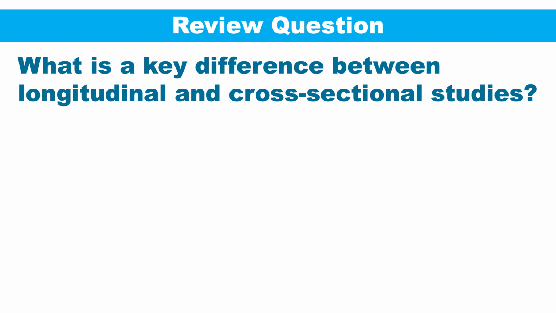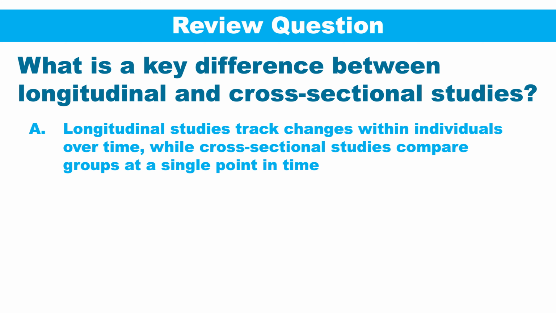What is a key difference between longitudinal and cross-sectional studies? A, longitudinal studies track changes within individuals over time, while cross-sectional studies compare groups at a single time point. B, longitudinal studies are faster and less expensive than cross-sectional studies. C, cross-sectional studies are more effective at establishing temporal precedence. Or D, longitudinal studies avoid attrition issues that affect cross-sectional studies. The correct answer is A. Longitudinal studies follow the same participants over time, while cross-sectional studies compare different groups at one time.